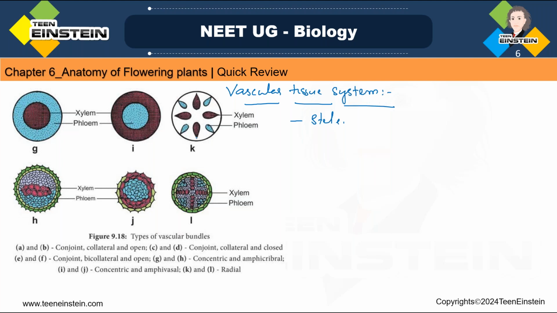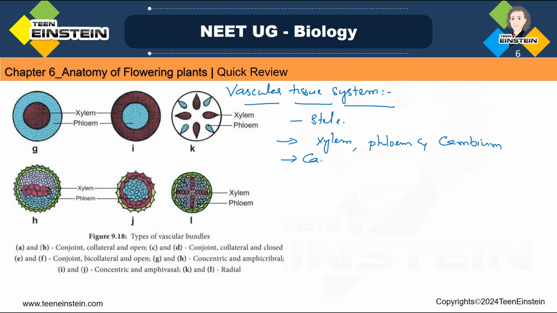The major parts of the vascular tissue system are xylem, phloem, and cambium. This is the major part of the vascular bundle. Here cambium is the lateral meristem, which gives rise to secondary xylem and phloem.